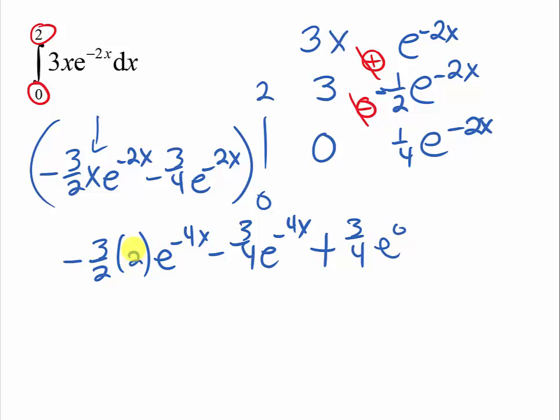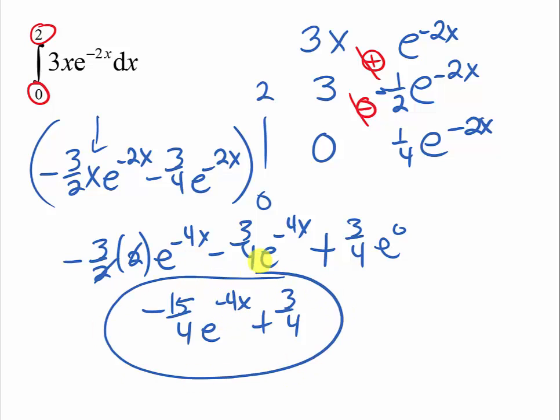Okay, so let's see what we've got. These will cancel, and it looks like I have negative 3 e to the negative 4x minus 3/4 e to the negative 4x, so those can combine. This is negative 12/4, so negative 15/4 e to the negative 4x plus 3/4. That negative kind of sunk there. Let's move it up. Okay, so there's our answer. Okay, let's go ahead and move on to the next one.